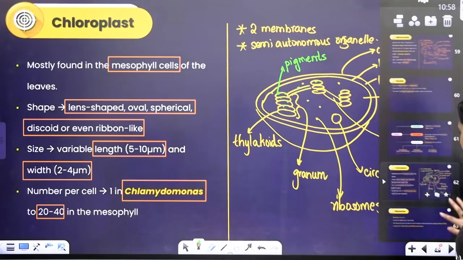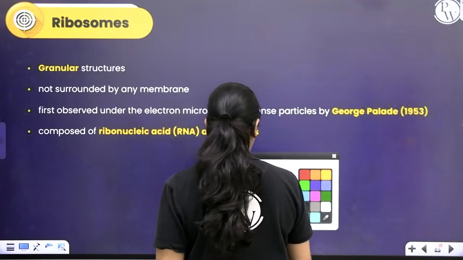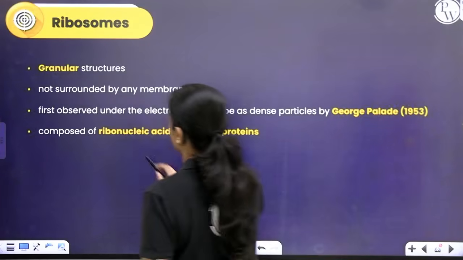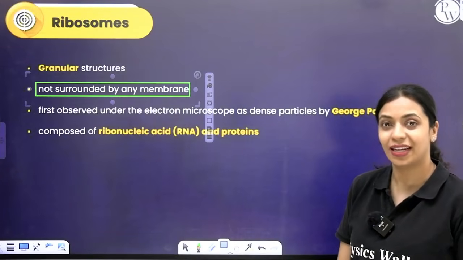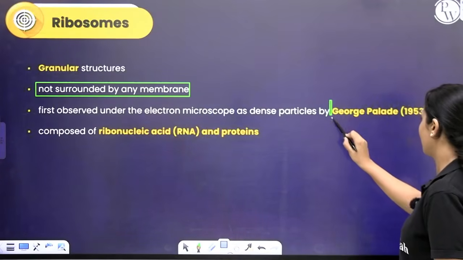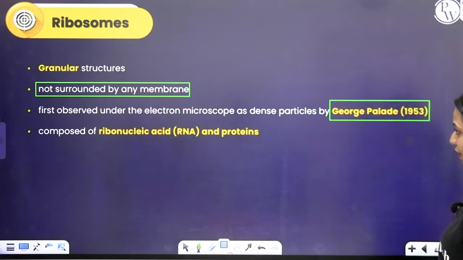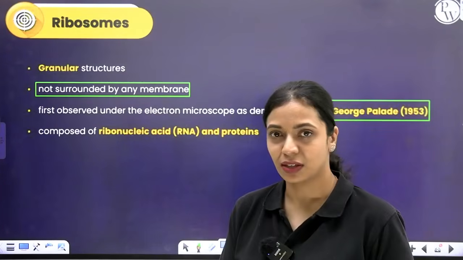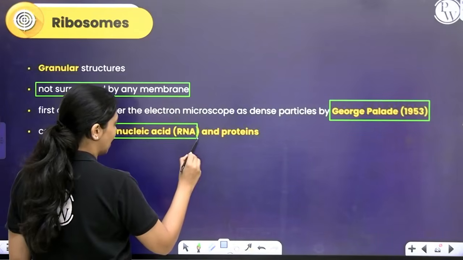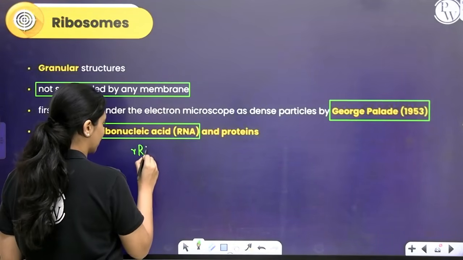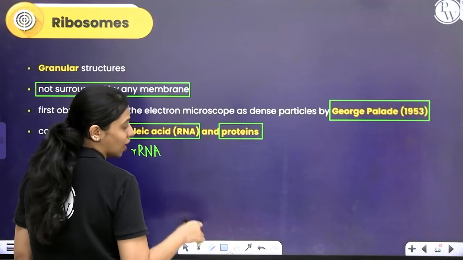Now, let's talk about ribosomes in eukaryotes. What we already know is that they are not bound by any membrane. It's common to both prokaryotes and eukaryotes. They are also called Palade particles because they were first discovered by a person by the name George Palade in the year 1953. So if it's not bound by a membrane, what is it composed of? It is composed of a type of RNA called ribosomal RNA. In short, we call it rRNA. Along with that, you will have many proteins. That's all the ribosomes are composed of.